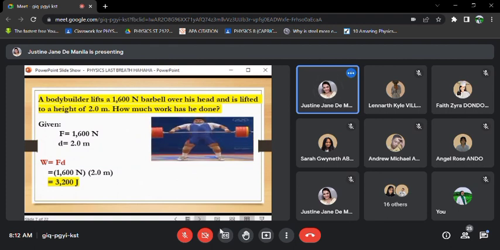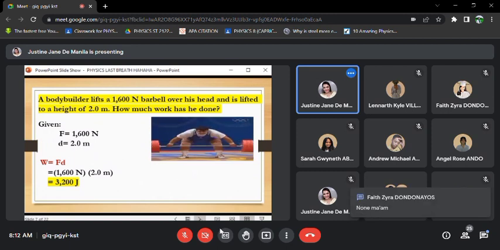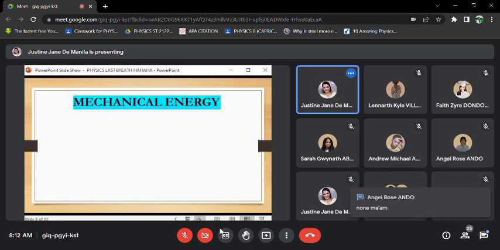So, what questions do you have, class, about work? Class, you can unmute your microphone. None, ma'am. Okay, thank you, Faith, for your response. So now, let's move to the energy, the mechanical energy. So, we have different forms of energy, right? But we discuss only the mechanical energy. So, what is the mechanical energy?